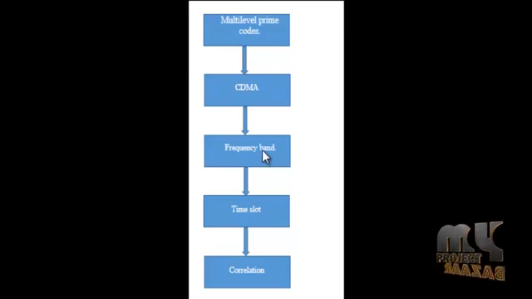The next block is frequency band. The modulation code denotes which carrier frequency can be allocated for a particular user in a frequency band in a given time slot. For example, if the modulation code for user 1 is 031x2, then the user can use only the allocated carrier frequency in a frequency band in a time slot.